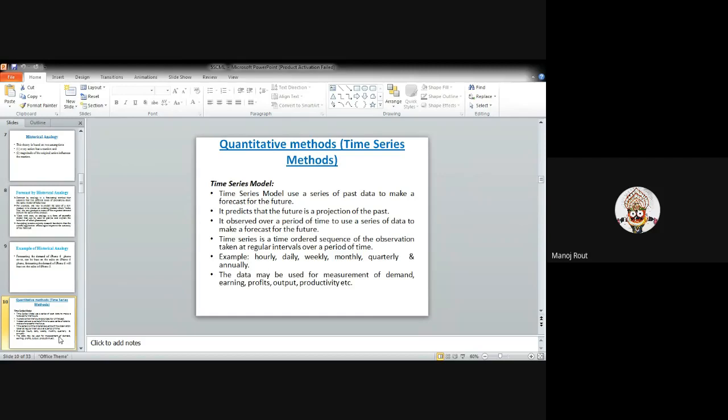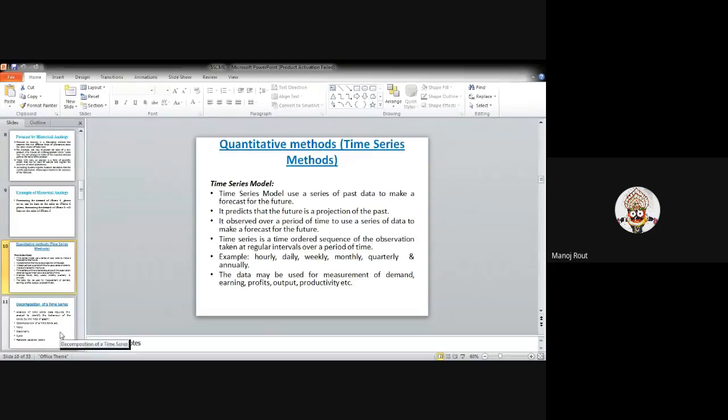The next point is that a time series is a time-ordered sequence of observations taken at regular intervals over time. For example, hourly, daily, weekly, monthly, quarterly or annually. This data may be used for measurement of demand, earnings, profit, output and productivity. So this data should be stored for future forecast applications.